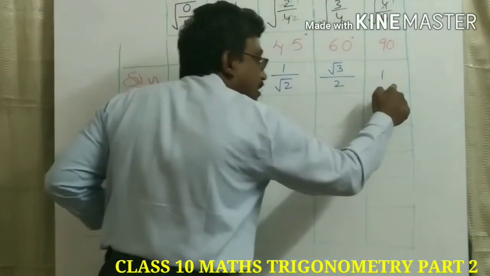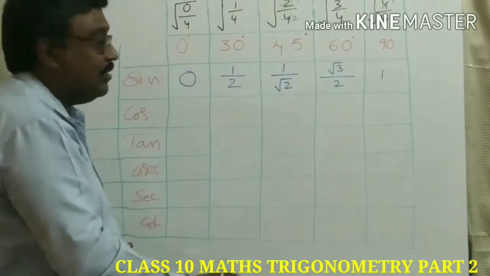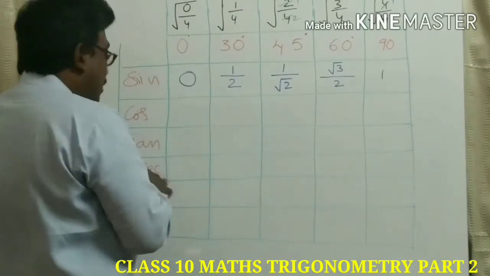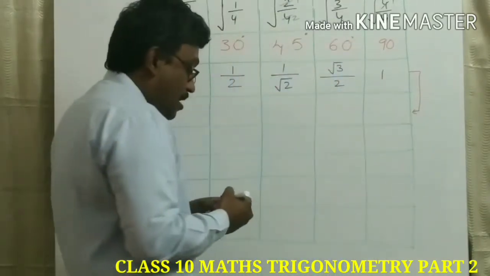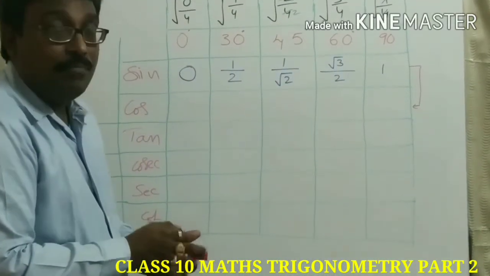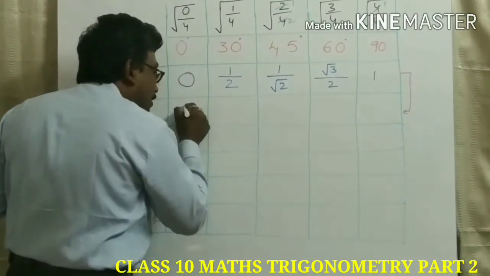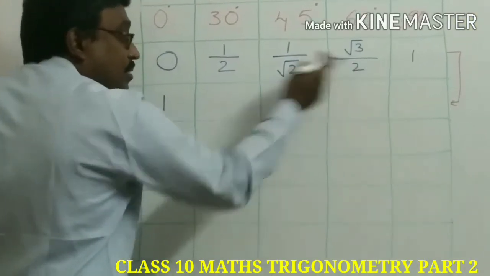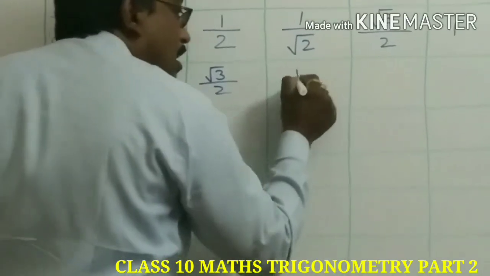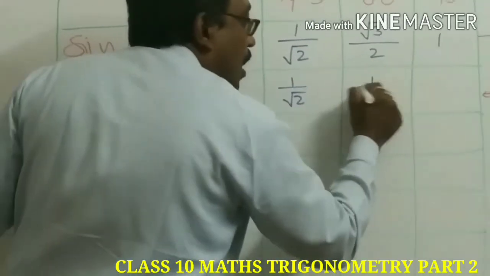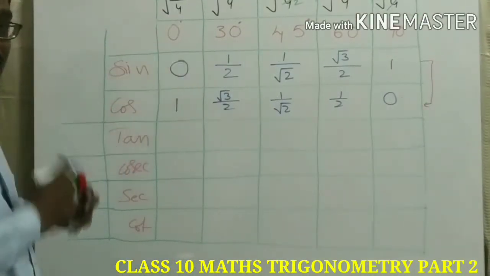If you know how to write the first line itself, it's very easy to complete the table. To write the cos values, write this one from the last: the last one becomes the first one. That means here 1 is there, now it is 1. The second from the last becomes the second from the first. The middle one is always the same. Now 1 by 2, 0.